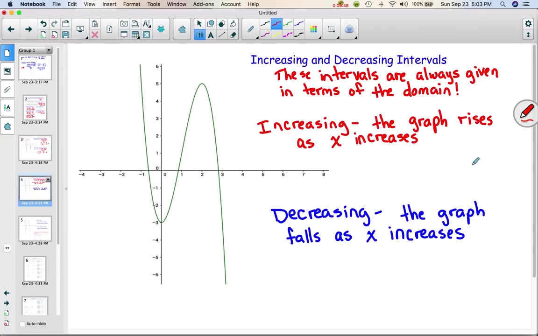The next idea here is behavior, the behavior of the graphs. So the first thing I want to talk about is increasing and decreasing intervals. And I want to stress and point out that these intervals are always given in terms of the domain. So we're always going to be talking about the domain, or in most cases, the values of x. So we find that a function is considered to be increasing if the graph rises as x increases. So as x moves to the right, f of x increases. As x increases, f of x increases. That tells you that the function is rising, or the function is increasing.